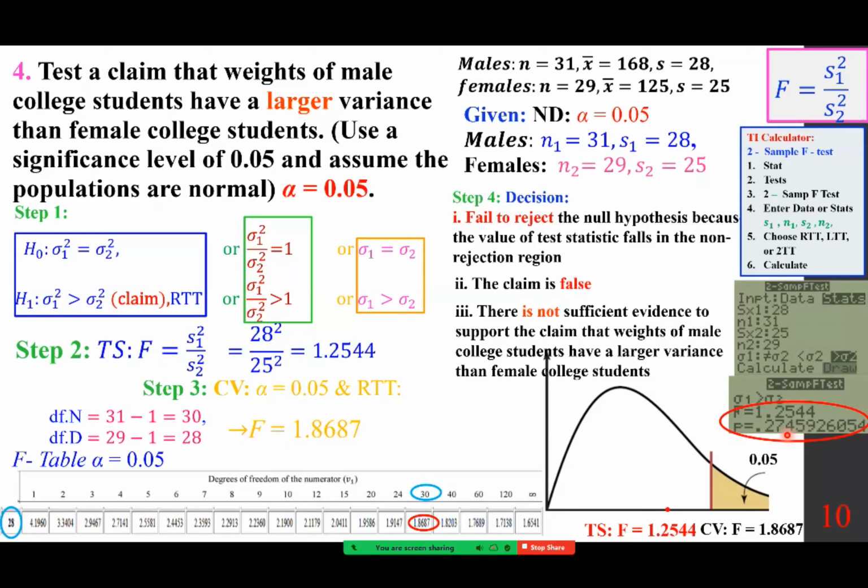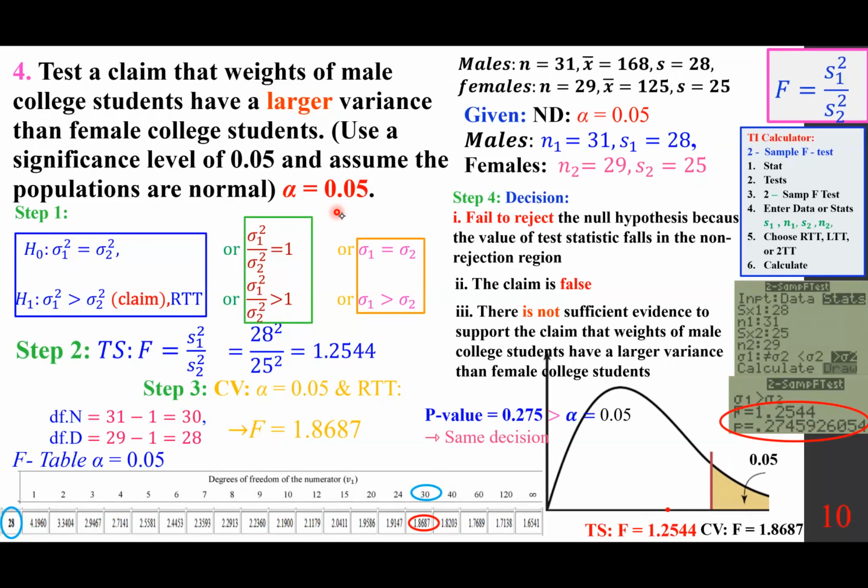Let's say you stop at 4, you change it to 5, right? Because next to it is 5. So 0.275 is clearly larger than alpha of 0.05. Same decision. Fail to reject H0.